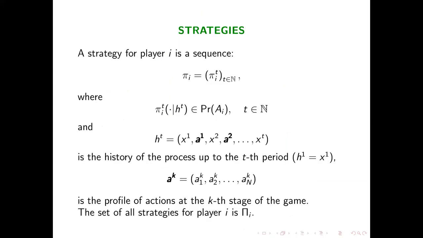And we have strategies for the players. I will consider two classes of strategies. The first class is the class of general strategies. A strategy for player i is denoted by pi_i. It's a sequence pi_it, where each pi_it is the conditional probability given the history of the process up to the state t, a conditional probability on the action set of player i. And the set of all strategies for player i will be denoted by capital Pi_i.